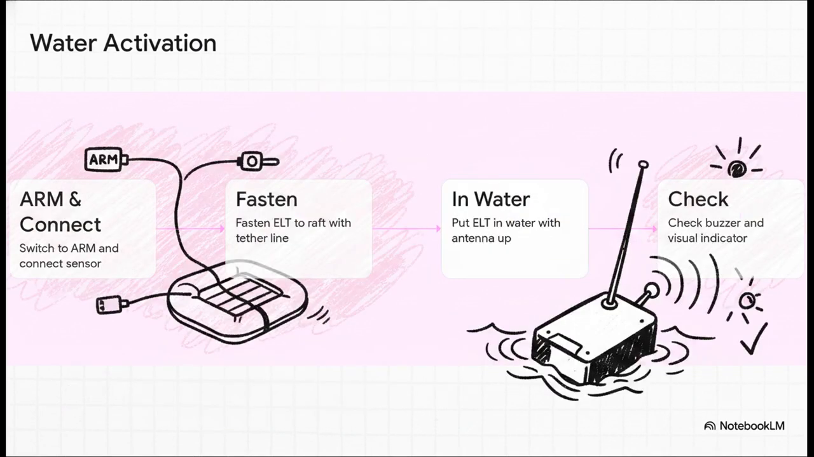Step 4. Finally, you need to verify the unit is actually working. You check that the buzzer operates, you'll hear a buzzing noise radiating from it, and check that the visual indicator light flashes periodically. So your final memory aid is buzz and blink. Verify it's working by listening for the noise and looking for the light.